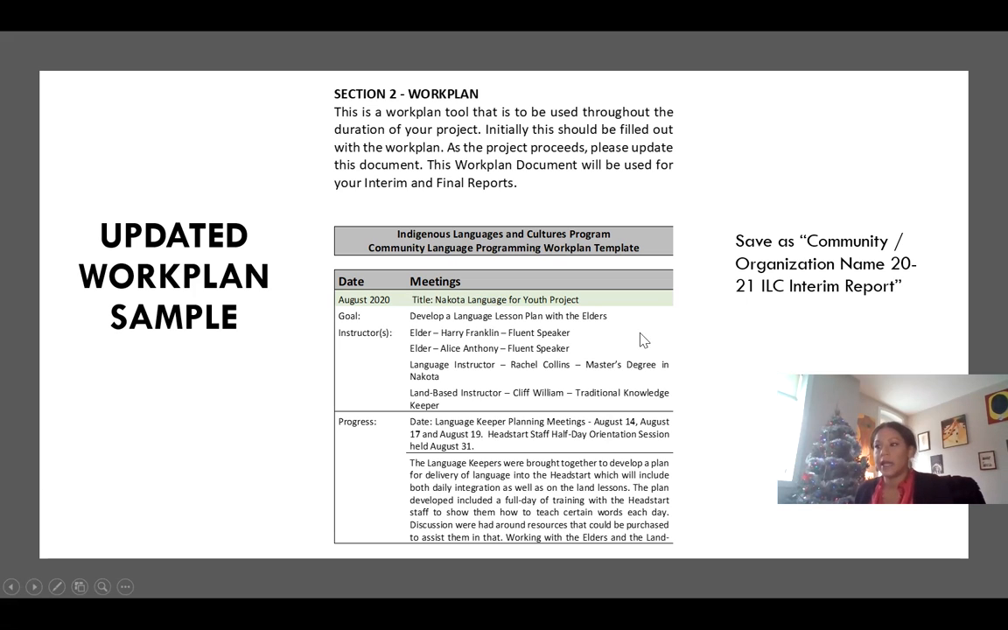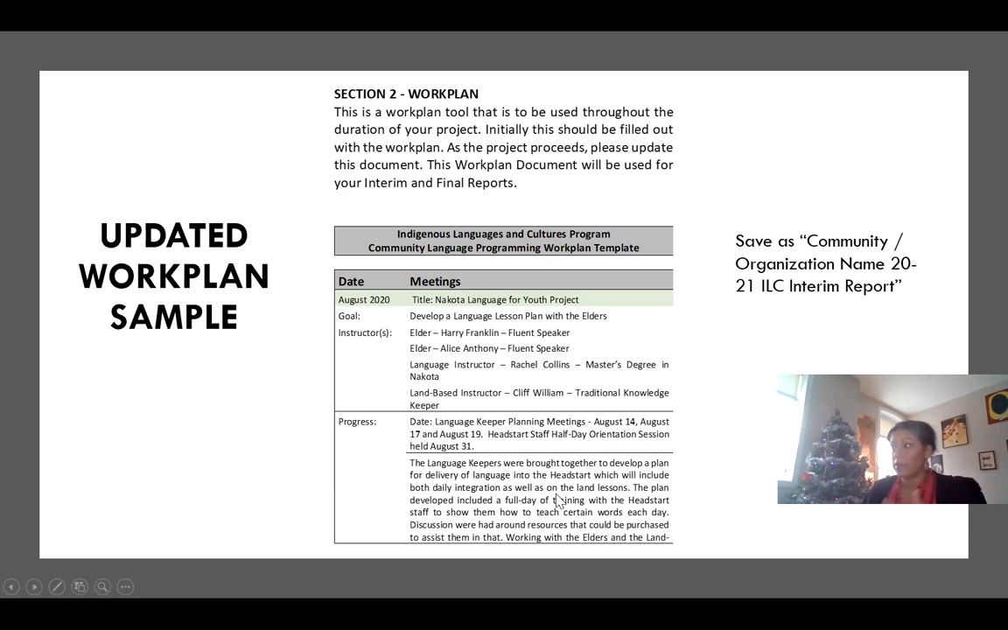My goal that I laid out at the beginning, which was to develop a lesson language plan with the elders. That's the goal for the month of August. Here's my instructors. And then here's where you're going to start to fill it out with actually what happened. So I held some meetings. I'm talking about those specific dates those happened. And then down here below, I talked about the actual details of what happened.